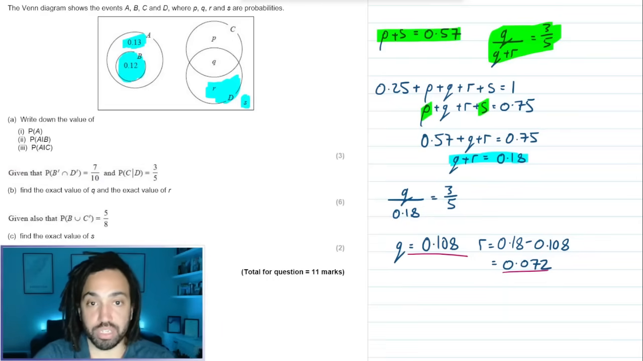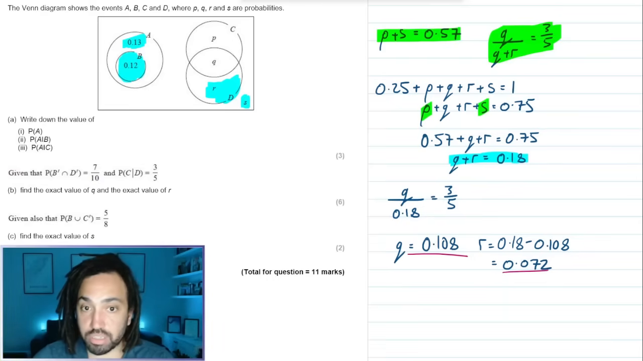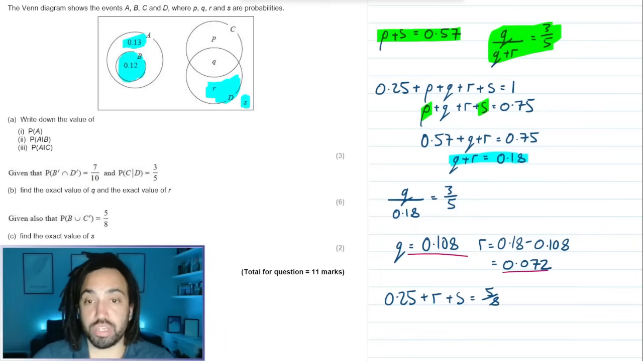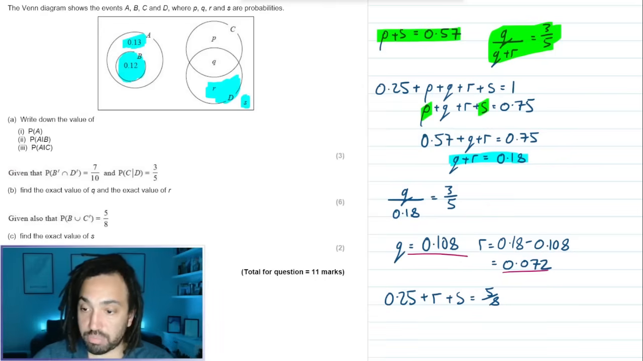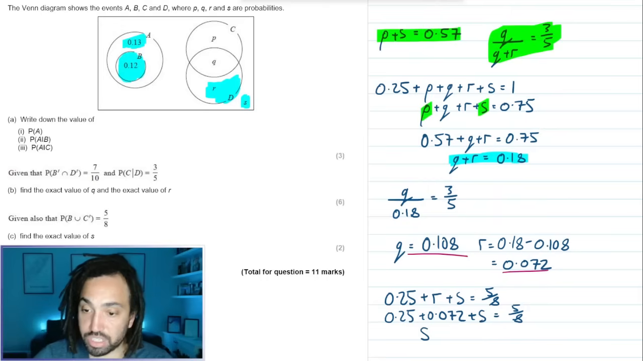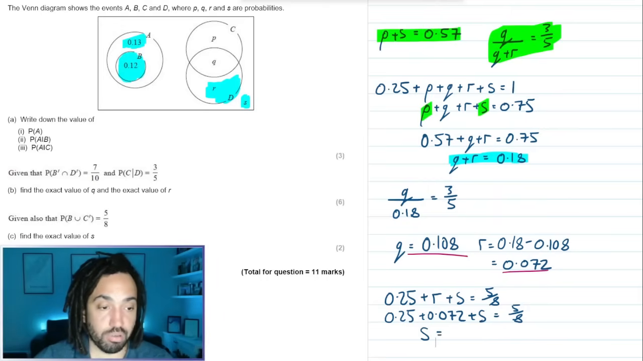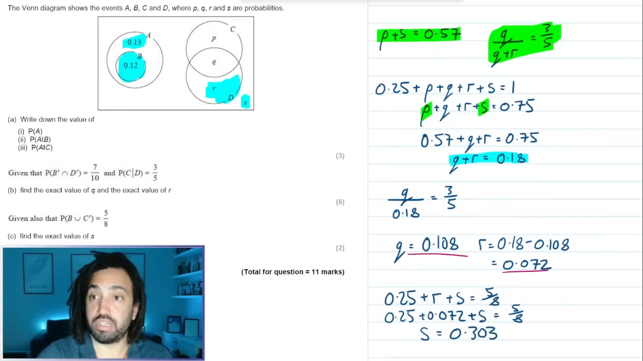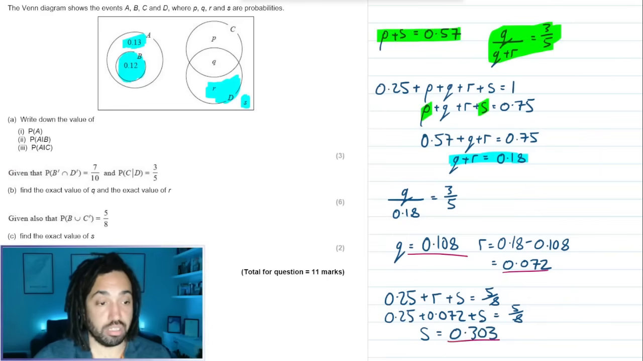So we can write that out. We know that 0.13 and 0.12 make 0.25, plus R plus S is equal to 5/8. And we know what R is. R is 0.072, and that's equal to 5/8. So that's just a simple calculation, and that gives me a value of 0.303. Lovely, and we're done.